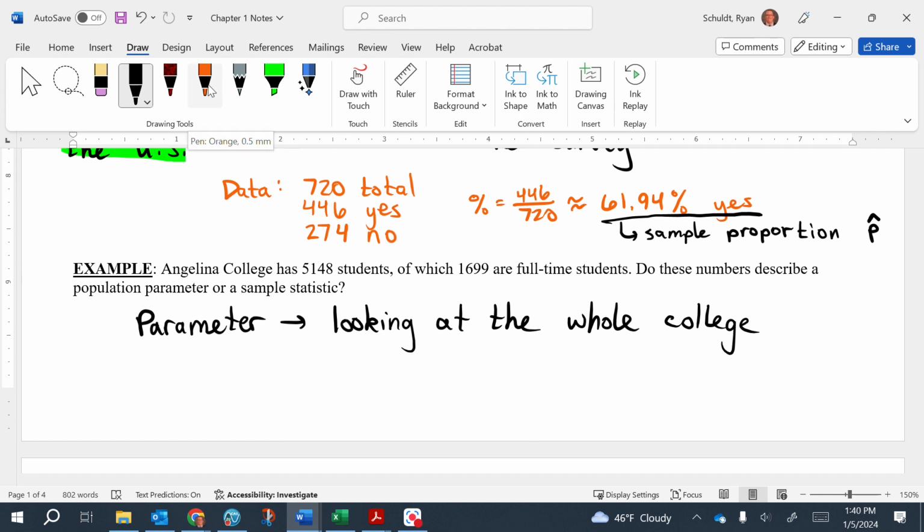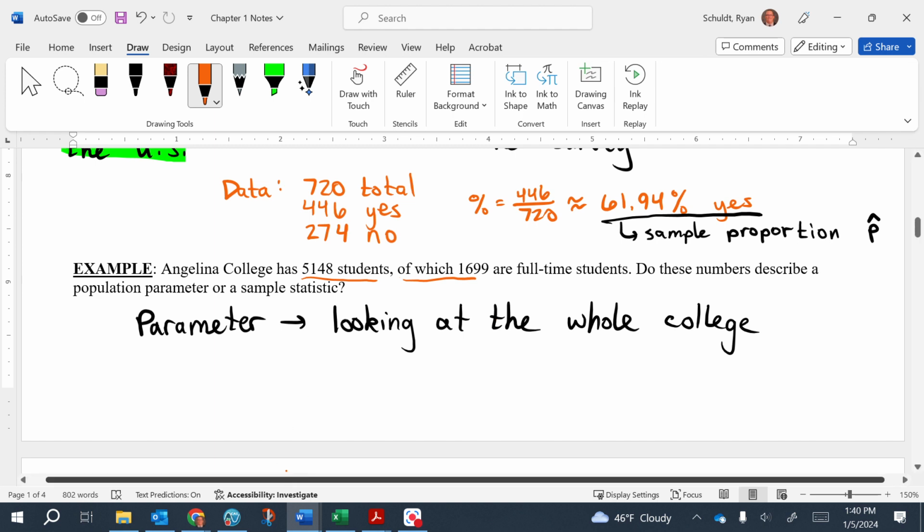For those that are kind of like, huh, how can you tell? A couple of key words to look for: they tell you the total, and then they say "of which," so they're talking about that many out of the total students. Questions on that one?